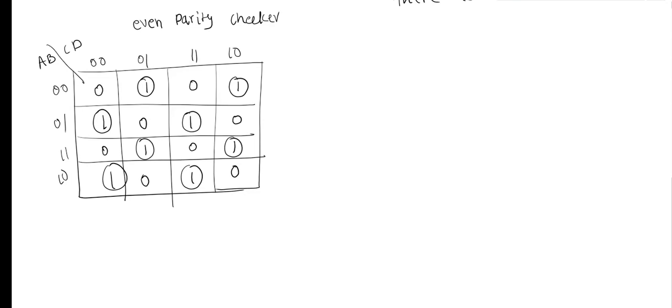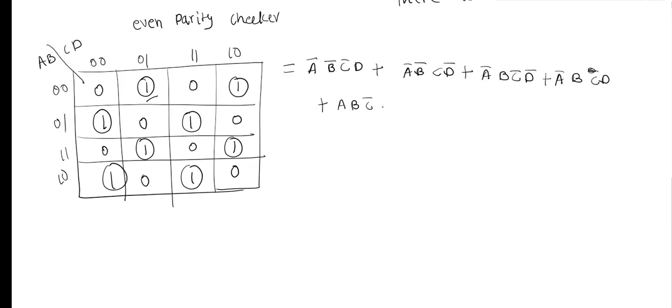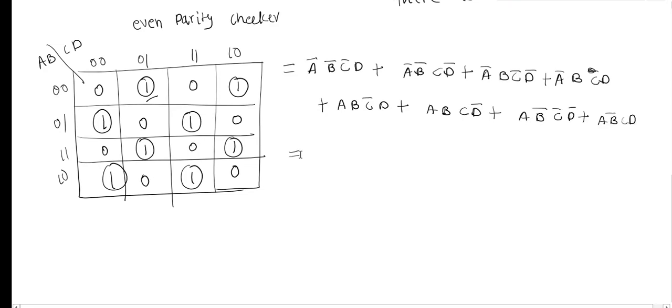Now we'll find out the expression for this. It is A bar B bar C bar D plus A bar B bar C D bar plus A bar B C bar D bar plus A bar B C D plus A B C bar D plus A B C D bar plus A B bar C bar D bar plus A B bar C D. Now we can minimize the expression.